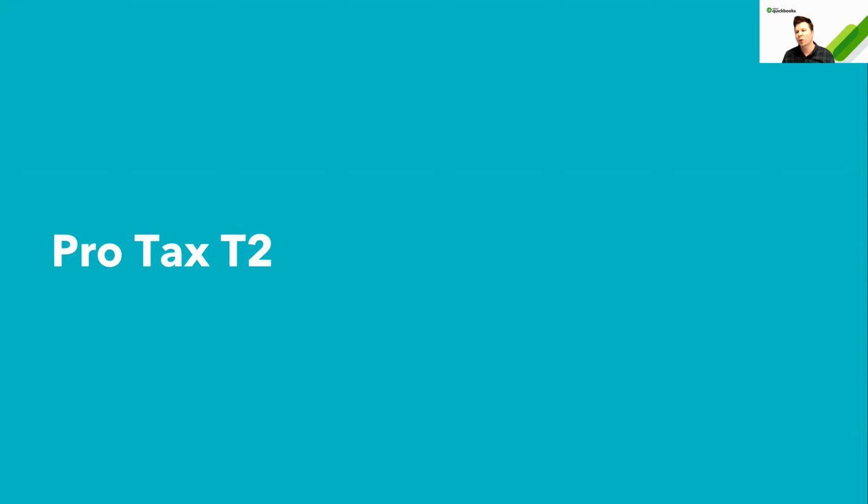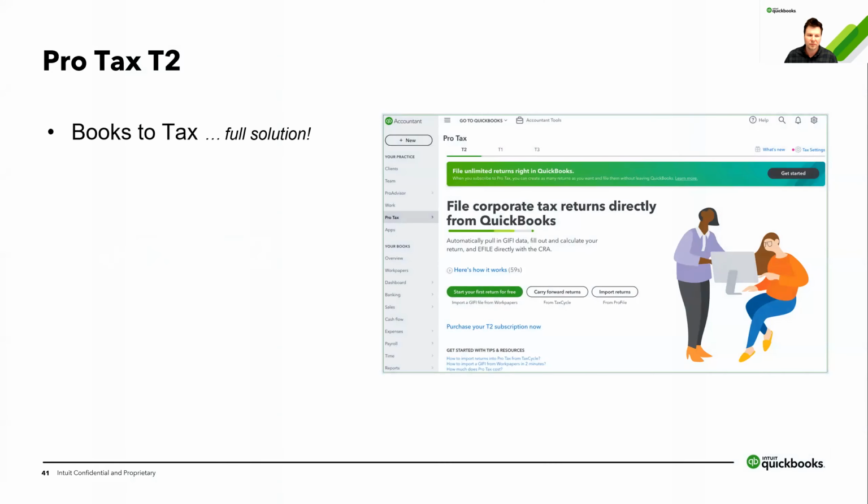So I'm just going to quickly go through the ProTax T2, so the corporate tax returns. A lot of the environment, as I said, looks very similar. The difference with the T2 is that you are working with a corporate client. You've got some really important forms like the Schedule 100, which is the balance sheet, Schedule 125, which is your profit and loss or your income statement. So some things like that.